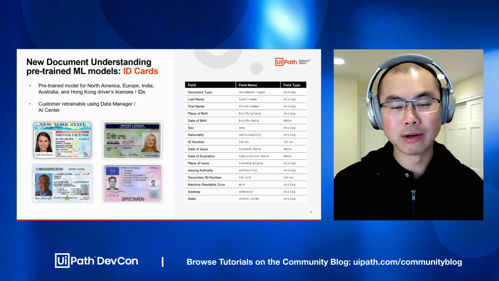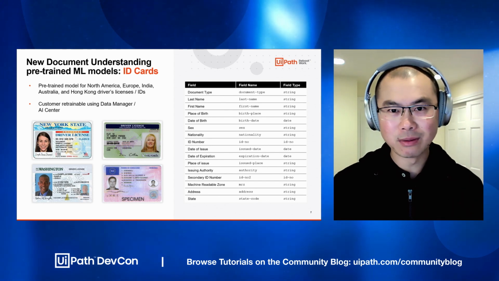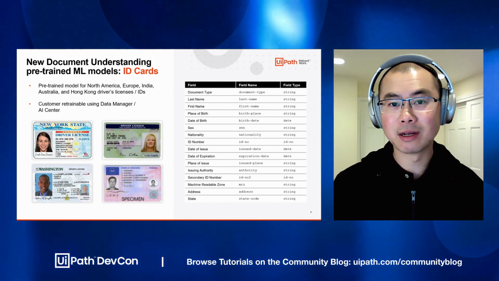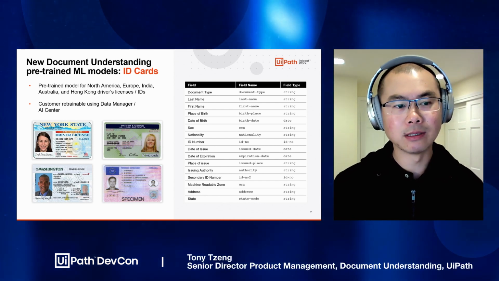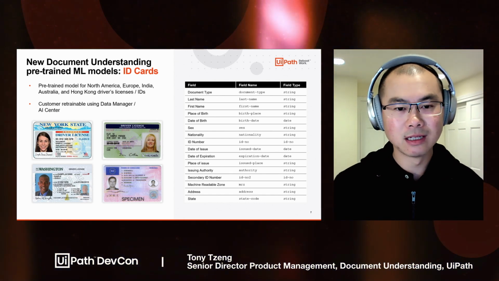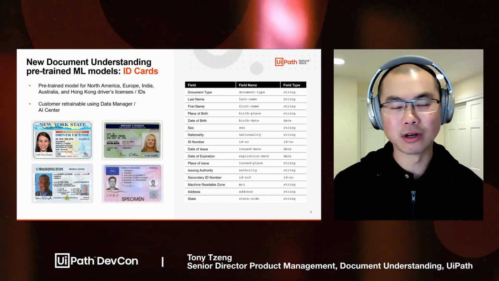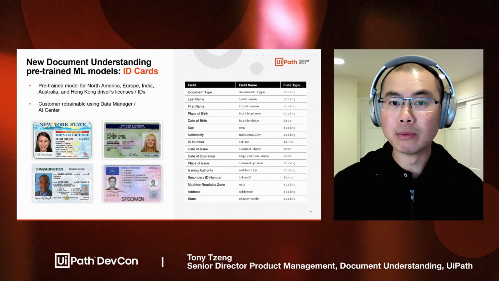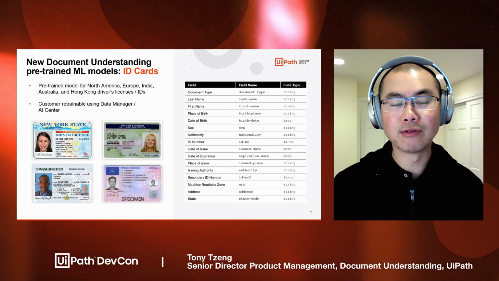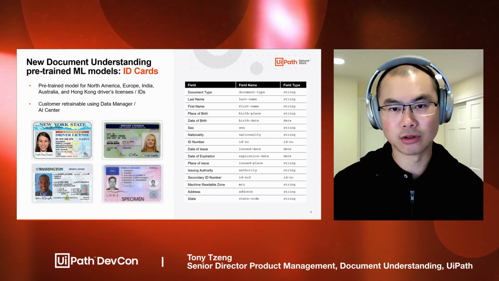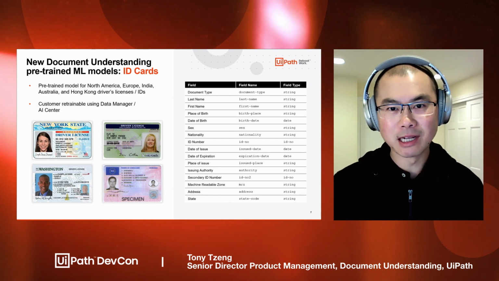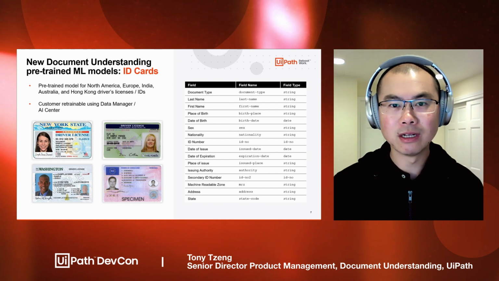The next model that we are bringing out as part of this release is one for ID cards. You can see from some of the fields on the screen here that there are some similarities with the passport model, but this has been trained specifically around different forms of identification. In places like the US, these are commonly driver's licenses, but we also have made sure to include other forms of identification from other regions around the world, specifically for Europe, India, Australia, and Hong Kong. Like the passport model, this is also customer retrainable using Data Manager and AI Center.